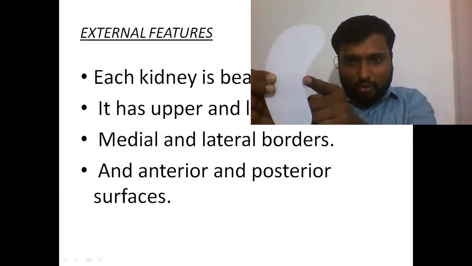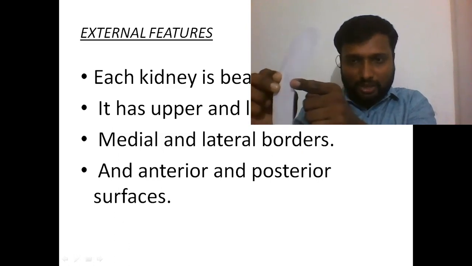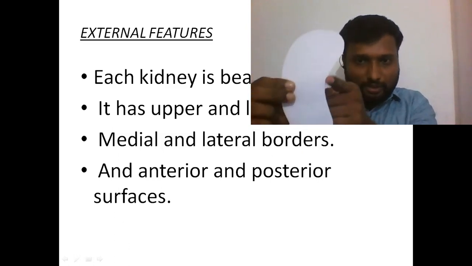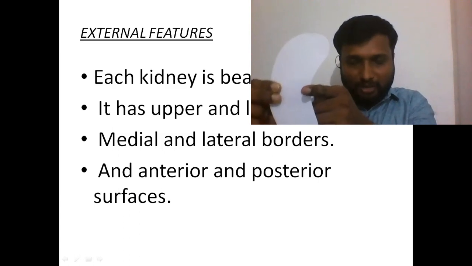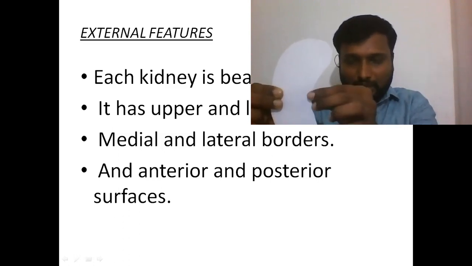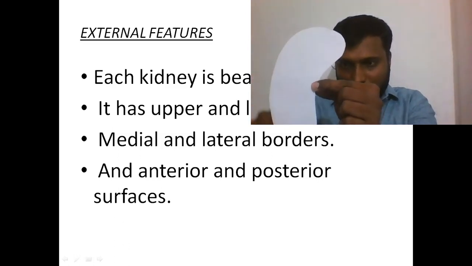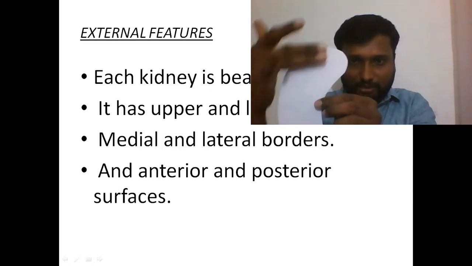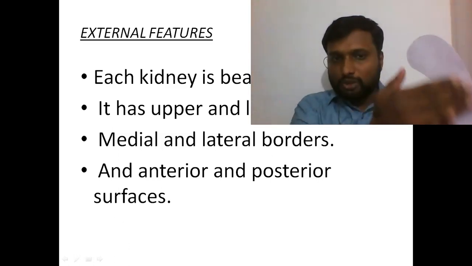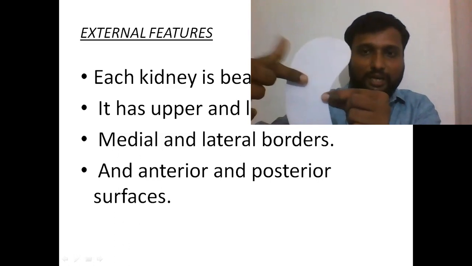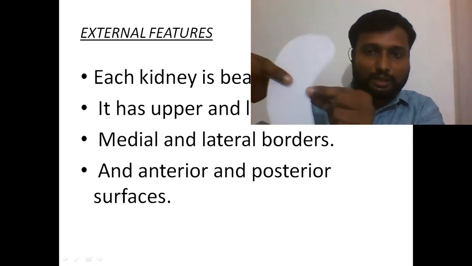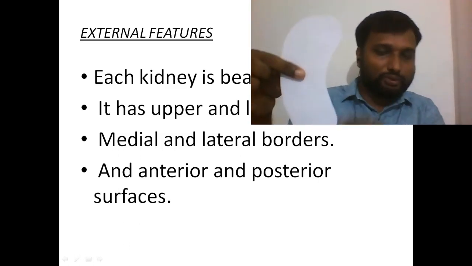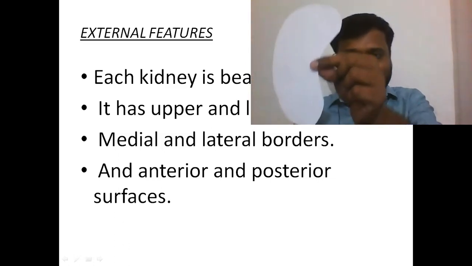See the most concave part of the medial border. See this area. This is the most concave part of the medial border. It is known as the hilum. Those are details we'll discuss later. Anyway, it has two borders, lateral border and medial border. Then two surfaces, anterior surface and posterior surface. Now my index finger is on the anterior surface and the thumb is on the posterior surface. So these are the external features.